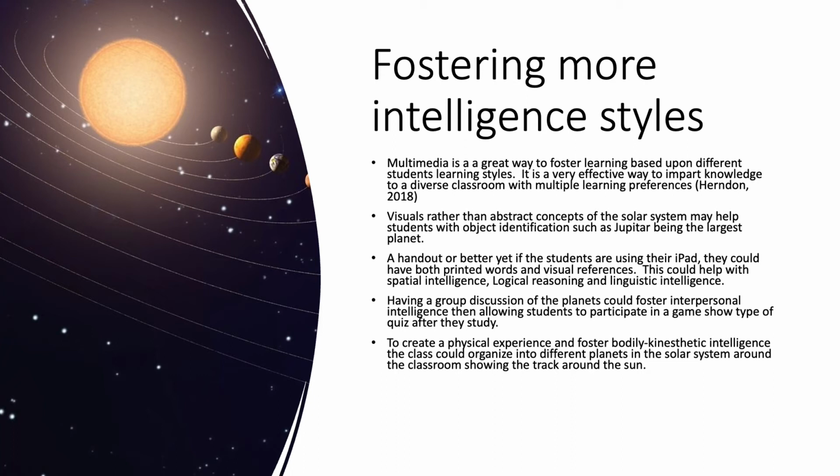Having a group discussion of the planets could foster interpersonal intelligence, then allowing students to participate in a game show type of quiz after the study. To create a physical experience and foster bodily kinesthetic intelligence, the class could organize into different planets in the solar system around the classroom, showing the track around the sun.